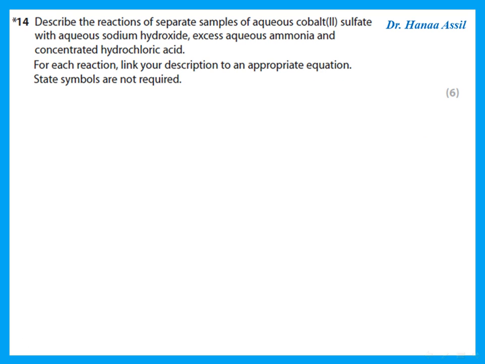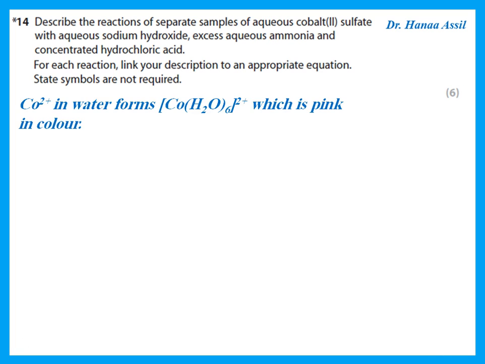Describe the reactions of separate samples of aqueous cobalt 2 sulfate with sodium hydroxide, ammonia, and HCl. Please note this type of questions about transition metals. So we're starting with cobalt 2. I want to react it with sodium hydroxide, ammonia, and HCl. For each reaction, link your description to an appropriate equation. State symbols are not required. So the cobalt 2 plus, when I dissolve it in water, it forms this kind of complex, and you should remember that cobalt in water forms a pink solution.